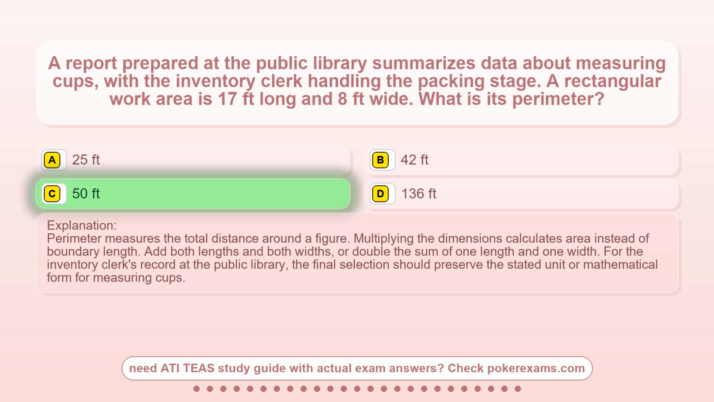Perimeter measures the total distance around a figure. Multiplying the dimensions calculates area instead of boundary length. Add both lengths and both widths, or double the sum of one length and one width. For the inventory clerk's record at the public library, the final selection should preserve the stated unit or mathematical form for measuring cups. Question 8.